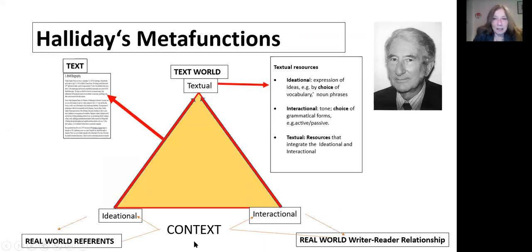Moving on to Halliday, again, a triadic model. The number 3 and the triangle are important. And Halliday's view of language is that it doesn't mean anything except in its context of use. And the context finds its way into the text via the ideational and the interactional. The ideational is like the world of ideas, in the real world, and the interactional is relationships. So again, things coming together, like the writer-reader relationship. And when these come together, creates the textual.